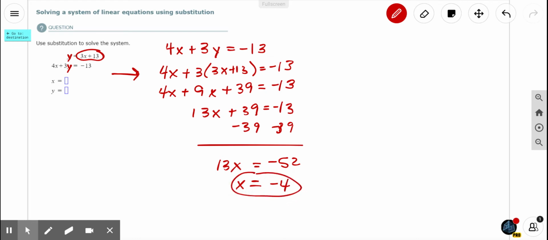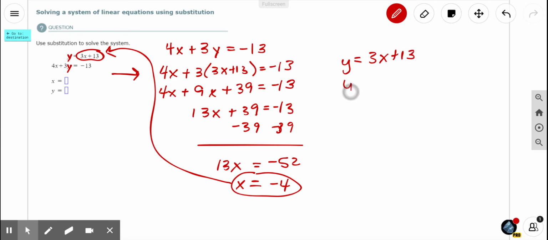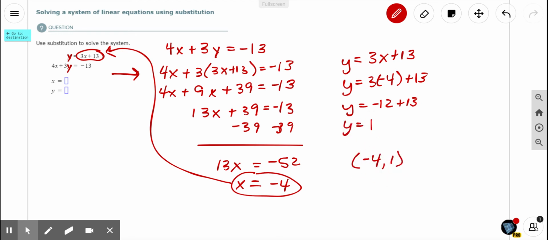Okay, what you have to do then is plug it back in. And the easiest place to plug it back in is the one that's already solved for y. It says y is equal to 3x plus 13. So all you need to do is substitute it in. 3 times negative 4 plus 13, y equals negative 12 plus 13, y equals 1. And then your point of intersection is (negative 4, 1). You need to put it as a point, and that is the solution.